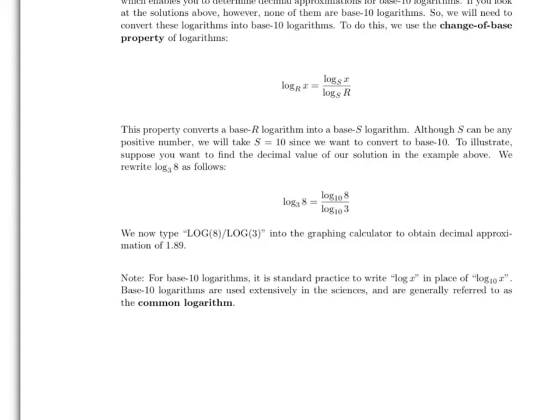We can also use the change of base formula to work out a decimal approximation to our other example above. If you recall, when we solved our equation, we arrived at x equals log base 0.93 of 0.25.